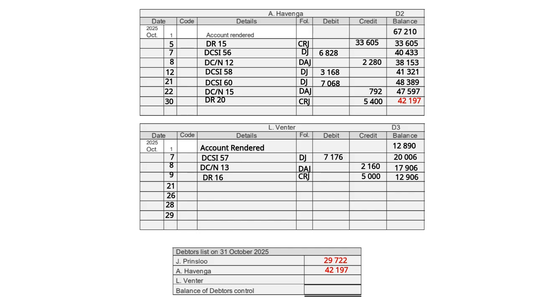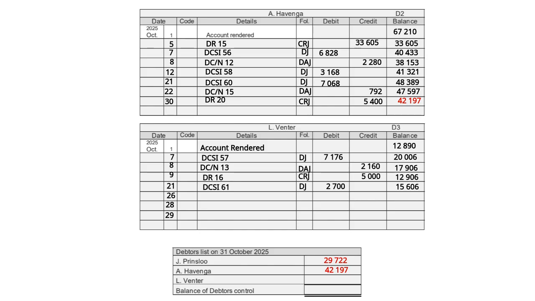Then on the 21st, there's more credit sales for Venter, 2,700. Credit sales goes to my DJ journal and folio. It's my duplicate credit sales invoice. That's my details. 2,700 in my debit column. And now my balance is 15,606. Then on the 26th, issued receipt to Venter in settlement of her account.